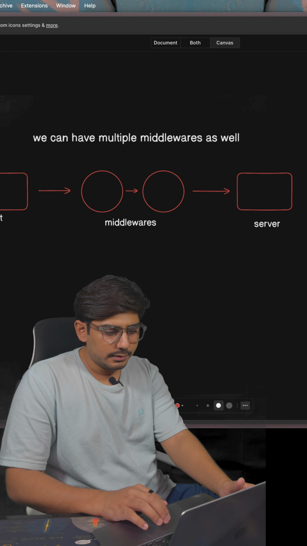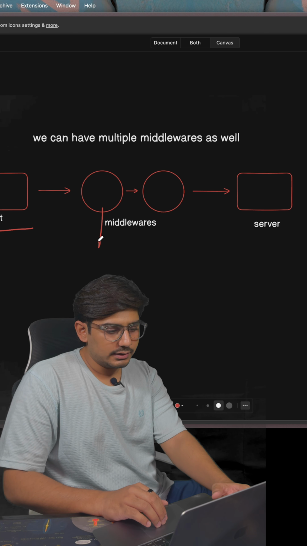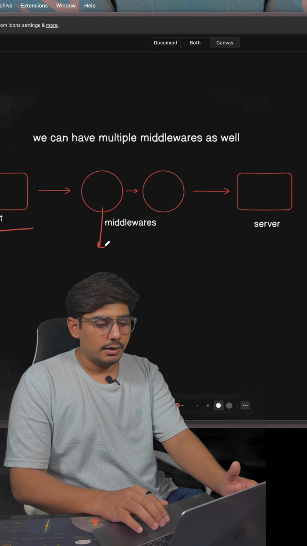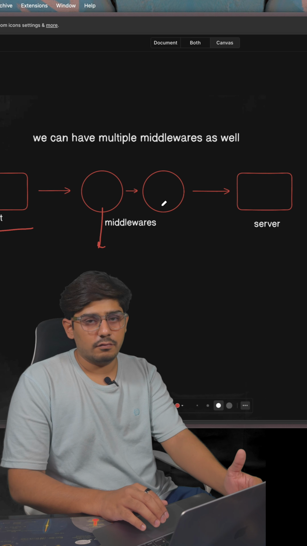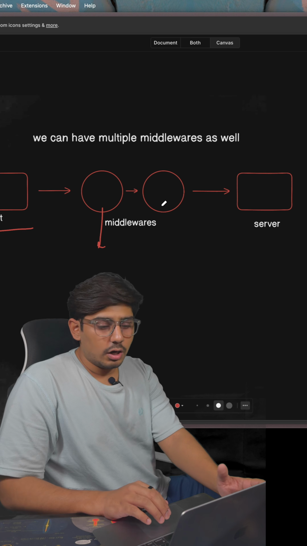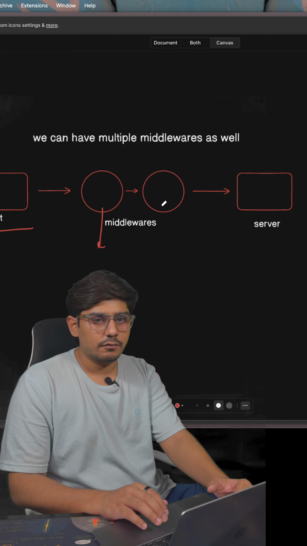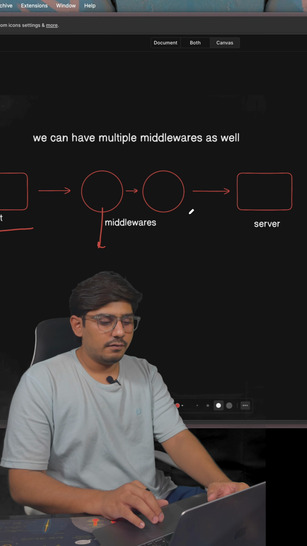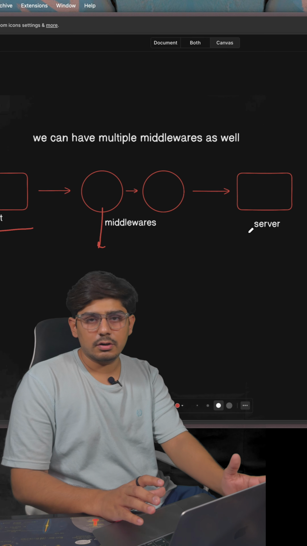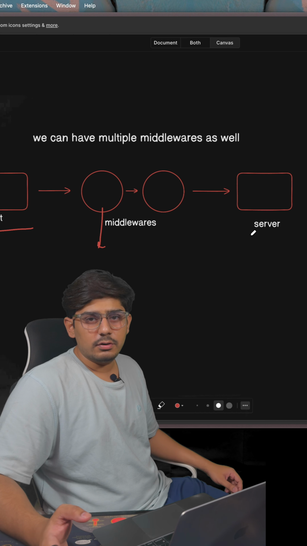Now we can have multiple middlewares as well. For example, when a client makes a request, the first middleware will check whether the client is eligible or not, and the second middleware will check what is the gender of the client and stuff like that. It can be anything. So now once the middleware processes these requests, only then the server will respond with the data. And for example, if the user is not authorized, the middleware will just respond back to the client that you are not authorized.